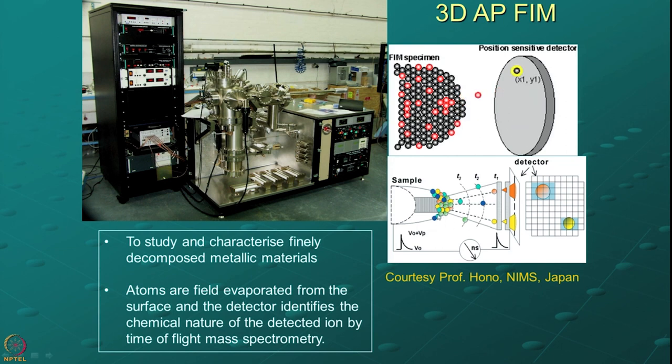probes, and it finally takes out the atoms from the specimen, and it detects them over the detector. So, the atoms are field evaporated from the surface, and the detector identifies the chemical nature of the detected ion by the time of flight in the mass spectroscopy. So, how much time it takes to fly to reach, depending on that it actually detects the atom.